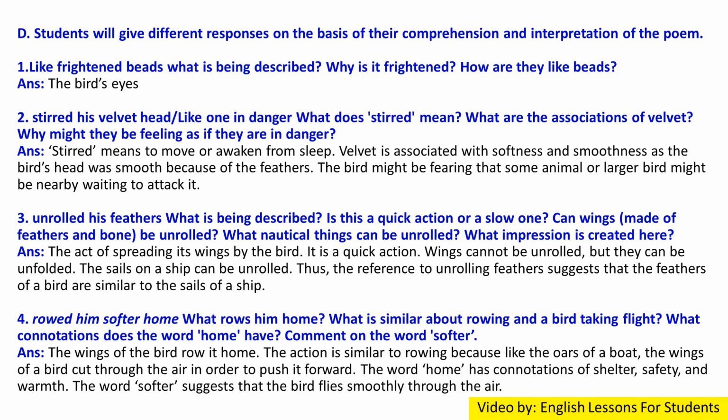Answer. The wings of the bird row it home. The action is similar to rowing because, like the oars of a boat, the wings of a bird cut through the air in order to push it forward. The word home has connotations of shelter, safety, and warmth. The word softer suggests that the bird flies smoothly through the air.